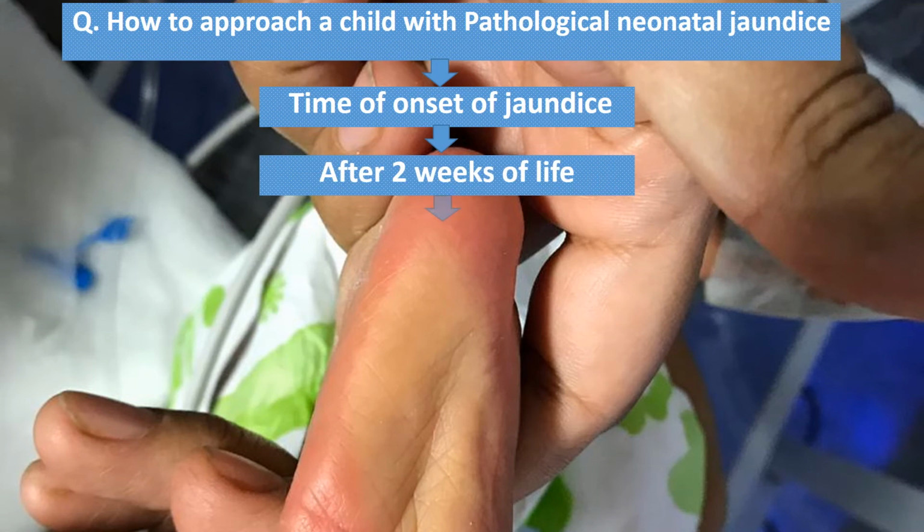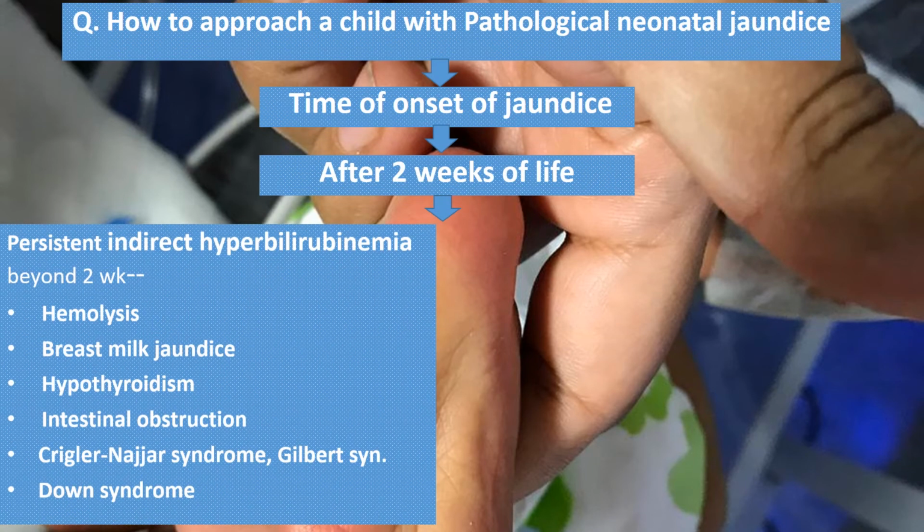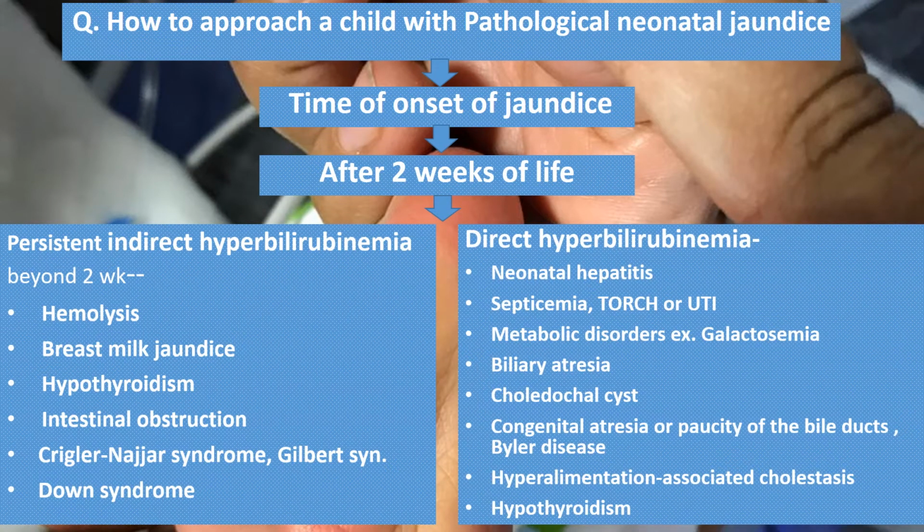If the child has jaundice after 2 weeks of life, then we have to check whether it is indirect hyperbilirubinemia or direct hyperbilirubinemia. If it is persistent indirect hyperbilirubinemia, then first we have to work up for hemolysis, as in Rh and ABO and G6PD. Then you have to find out whether it is breast milk jaundice after excluding all the causes, and go for the thyroid profile, because hypothyroidism can lead to both indirect and direct hyperbilirubinemia.